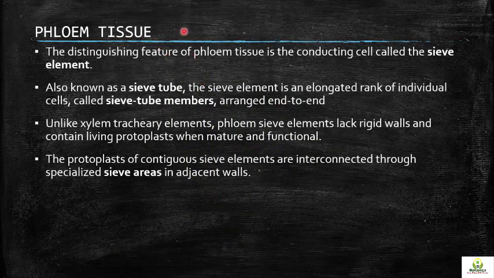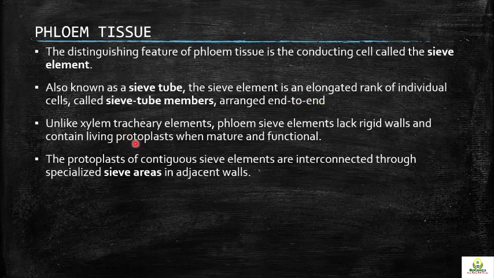So the distinguishing feature of the phloem tissue is the conducting cells, which are the sieve tube elements or sieve tube members, which are responsible majorly for the transport, and they are also known as the sieve tubes. The sieve element is an elongated rank of individual cells, as you have seen in the figure, that these are longitudinal and elongated, as they are joined end to end, and these are called sieve tube members.